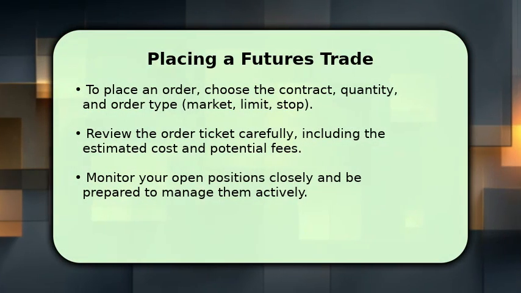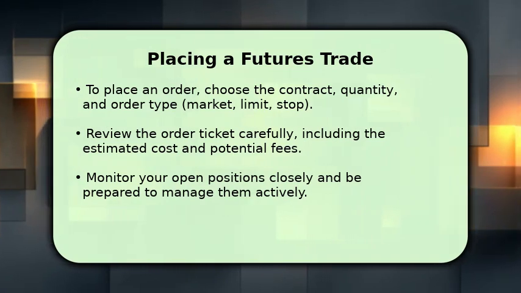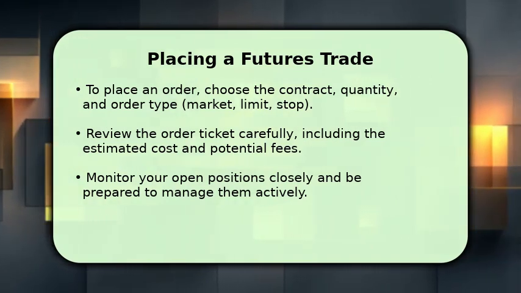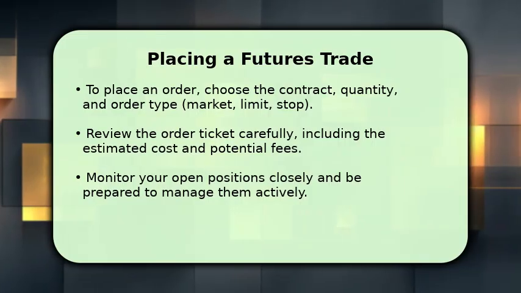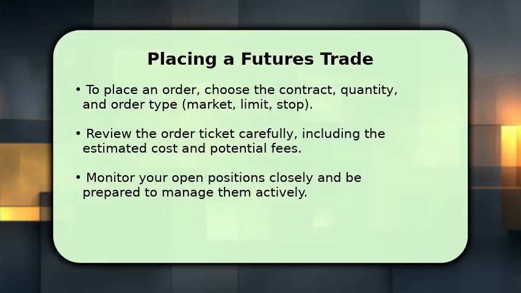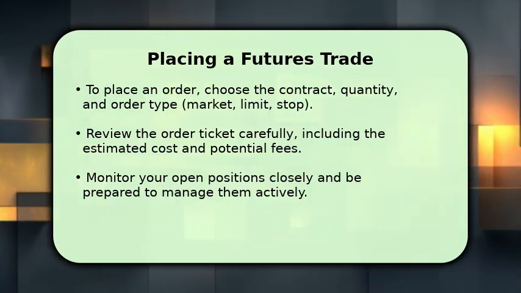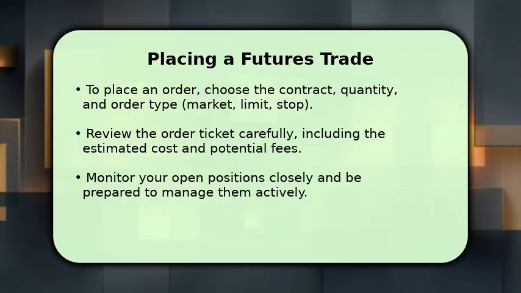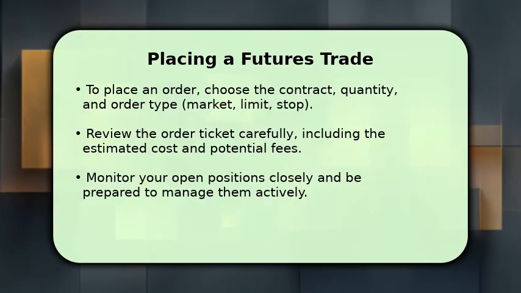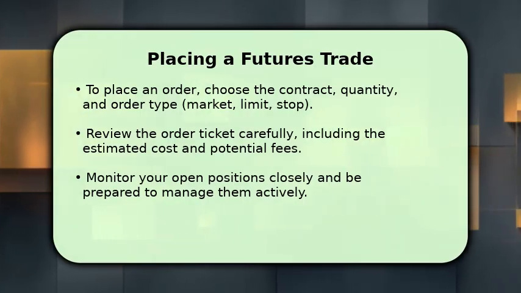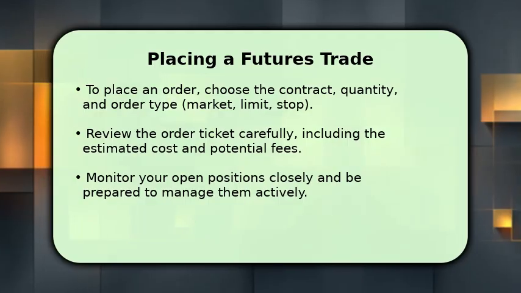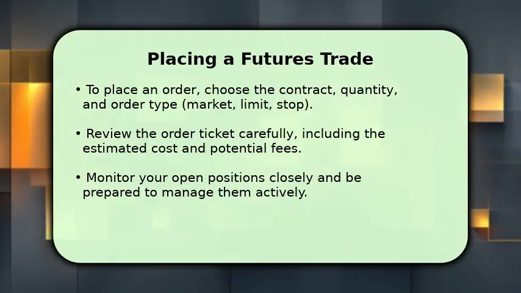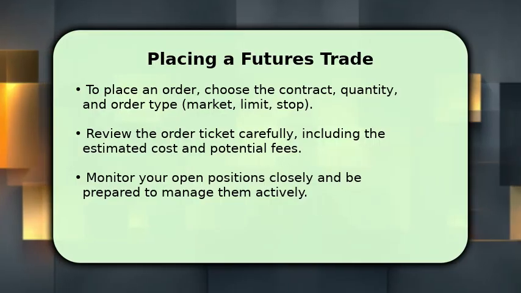To place a trade, first select the specific futures contract you wish to trade. Then, choose your desired quantity and order type, such as a limit order to control your entry price. Before confirming, thoroughly review the order details, including the estimated margin impact and any associated fees. Once placed, actively monitor your position and be ready to adjust your strategy as market conditions evolve.